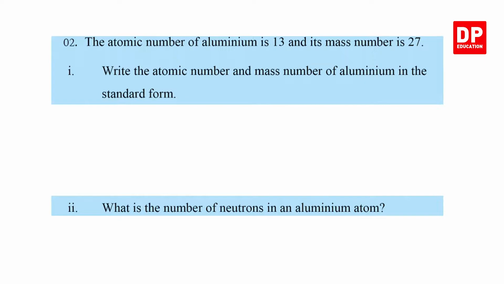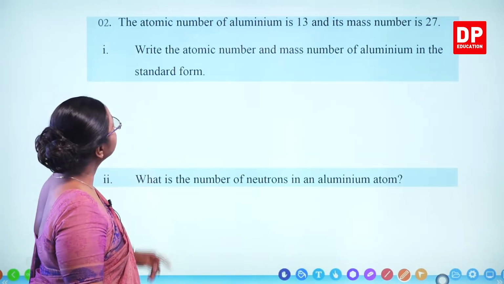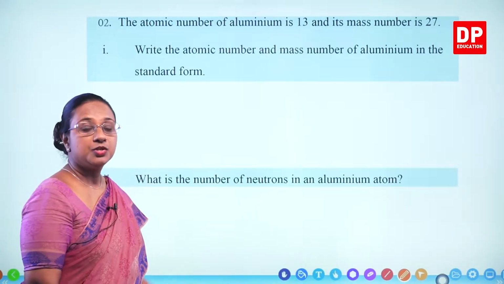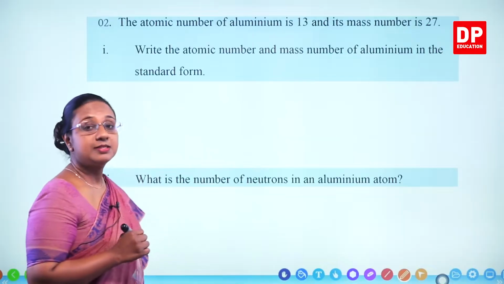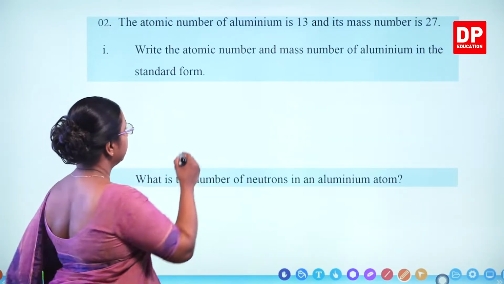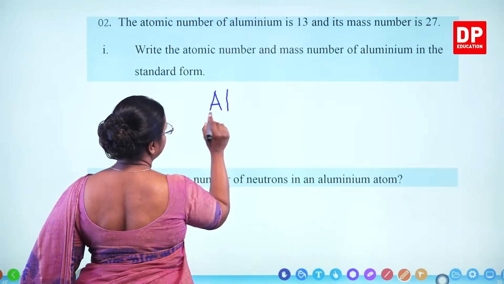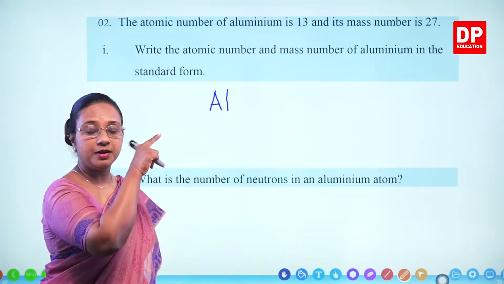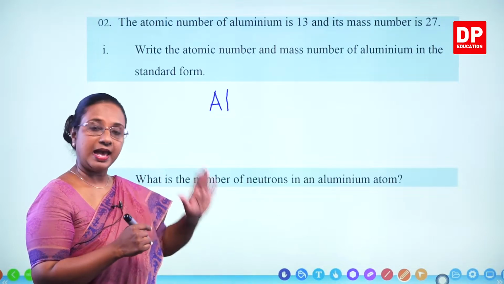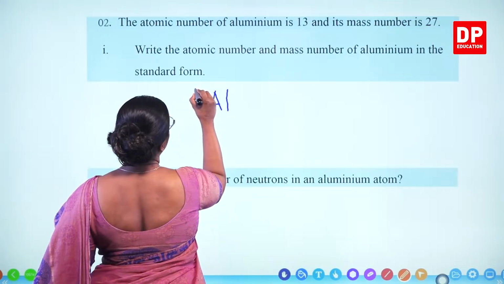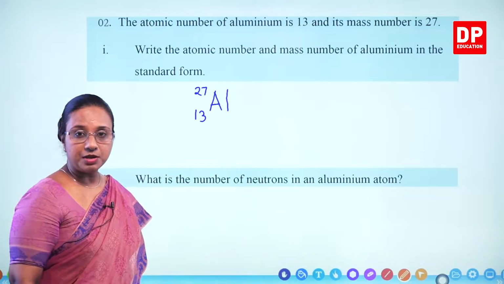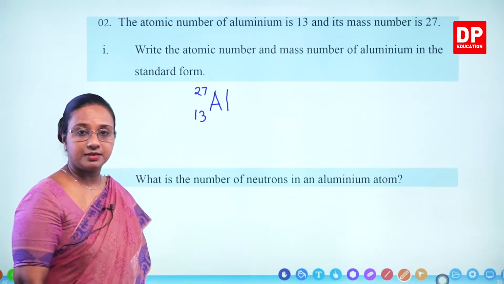The atomic number of aluminium is 13 and its mass number is 27. Write the atomic number and mass number of aluminium in the standard form. So to do this, you should know the standard symbol of aluminium. It is Al, a capital A, and a small l. Then you know the mass number has to go on top, atomic number has to go at the bottom and left of the element. So it will be 27 on top, 13 at the bottom. The standard symbol of aluminium is 27/13 Al.